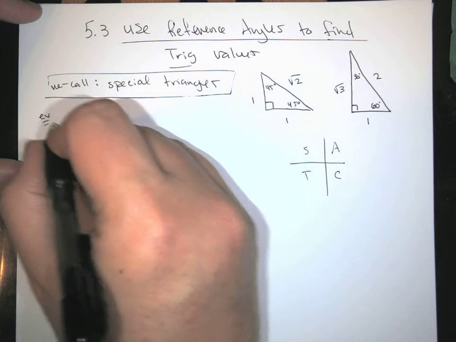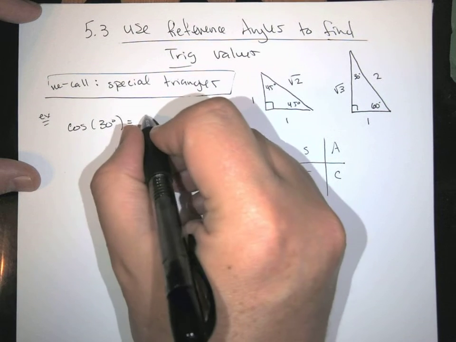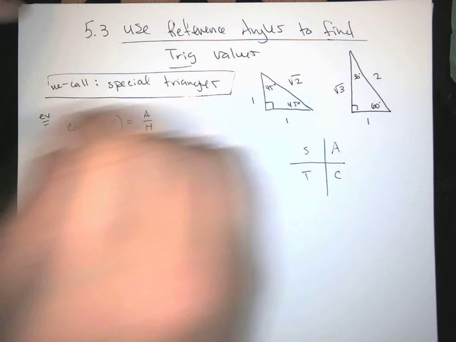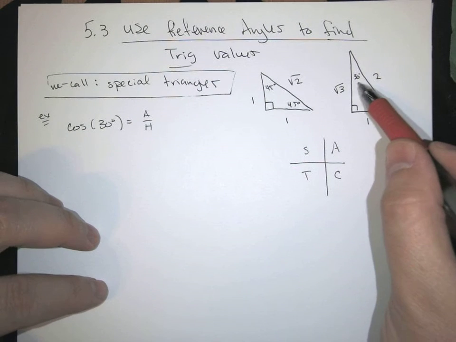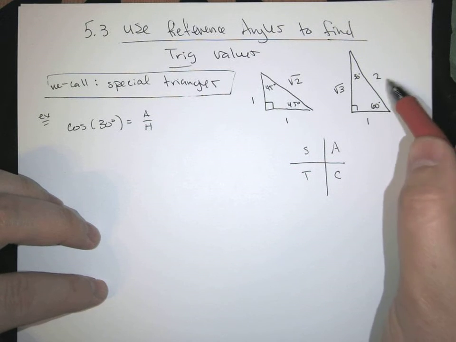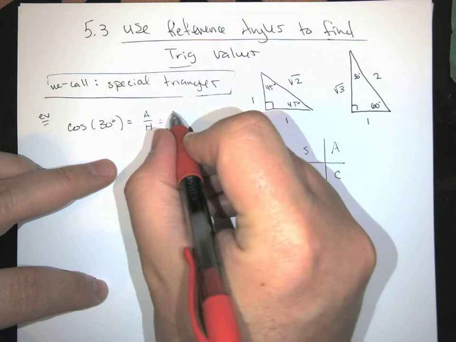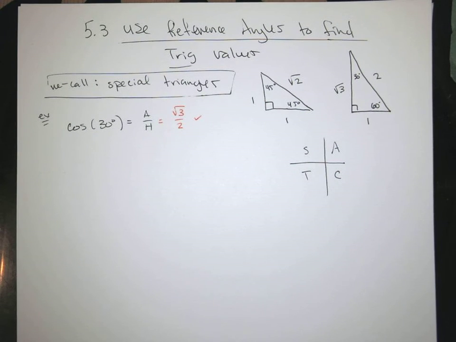So for example, if I wanted to find the cosine of 30 degrees, I know cosine should be the adjacent over the hypotenuse, and if I look at my 30, 60, 90 from the 30 degree perspective, the adjacent side would be root 3, the hypotenuse would be 2, and I can get my value. Now those special triangles are really only quadrant 1 angles. They're really only referenced to quadrant 1.